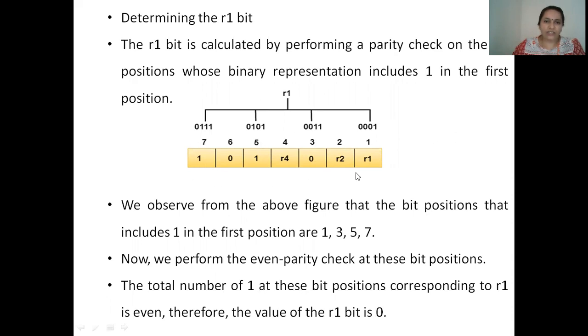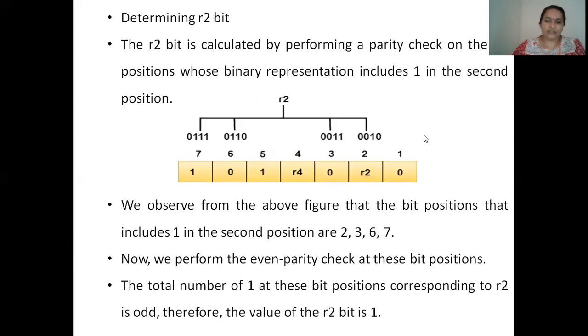Now, when we consider only these 4 bit positions and calculate the parity, we can observe the original data bits in these positions are 1, 1, 0. So the data bits 110 already are in even parity. That is, the number of ones is 2 in this case. Hence, the value of R1 should be 0 in order to retain the even parity. So now we have calculated the first redundant bit, that is 0.